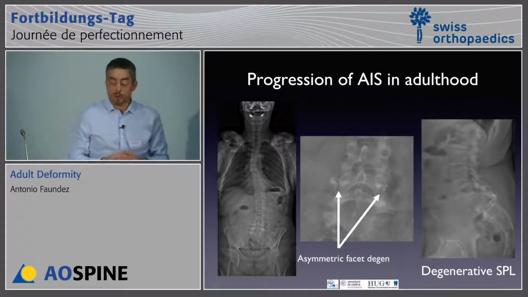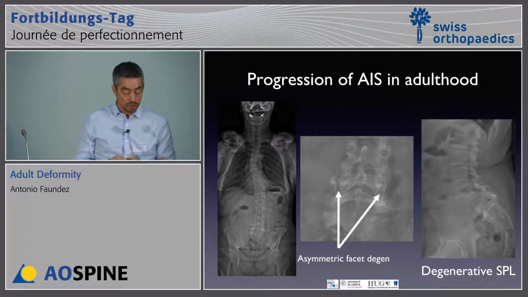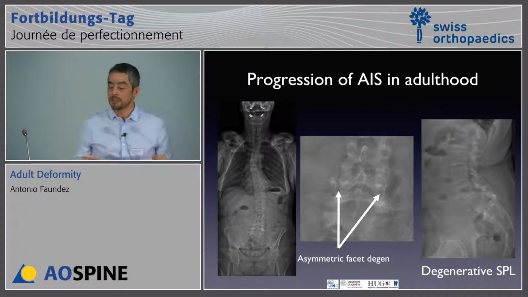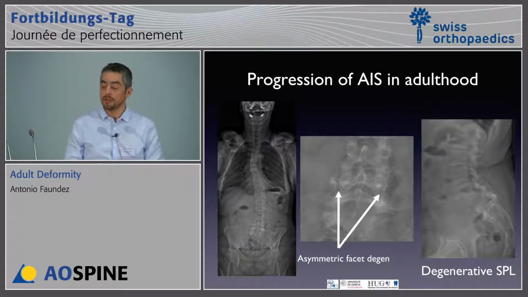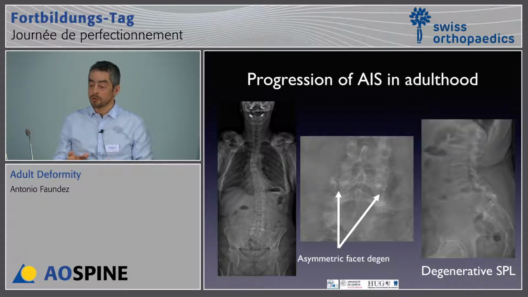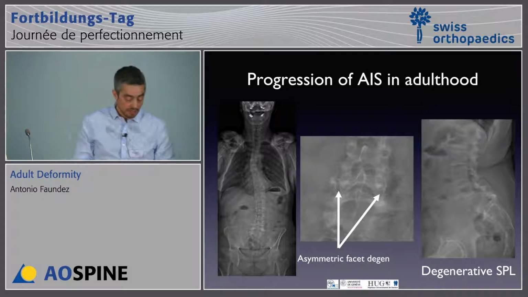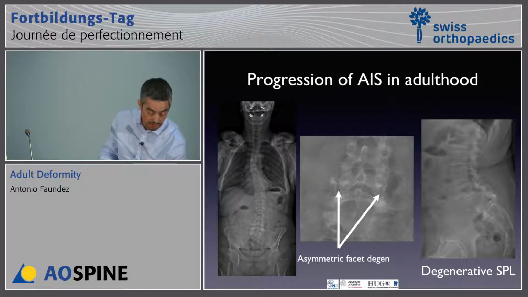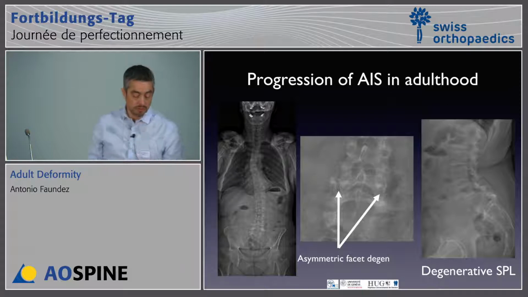This is an example of progression of adolescent idiopathic scoliosis in adulthood. You see that there is an asymmetric facet degeneration at the L4-5 level again, and it can also actually manifest, as in this case, as a rotatory dislocation with appearance of degenerative spondylolisthesis. And this, of course, is related with lumbar spinal stenosis, as you know.